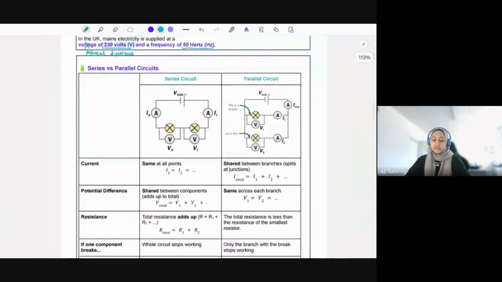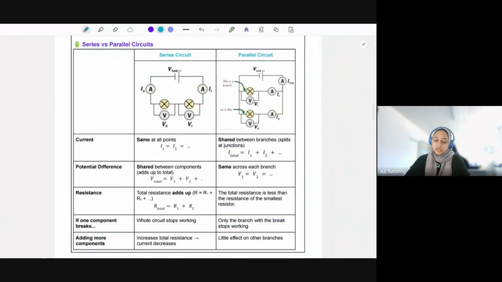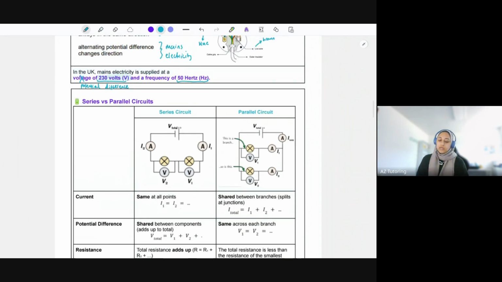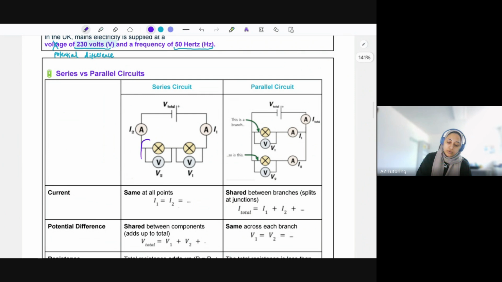Okay, let's go over series versus parallel circuits. So series is just one loop. Now, a lot of people get confused saying, well, it doesn't look like one loop because we've got another one here. The reason why we've got them extra ones like in parallel is because your voltmeter always has to be in parallel to your components. So this is still classed as a series circuit because the main circuit is a series circuit. So this isn't parallel. Reason being, these voltmeters have to be in parallel.